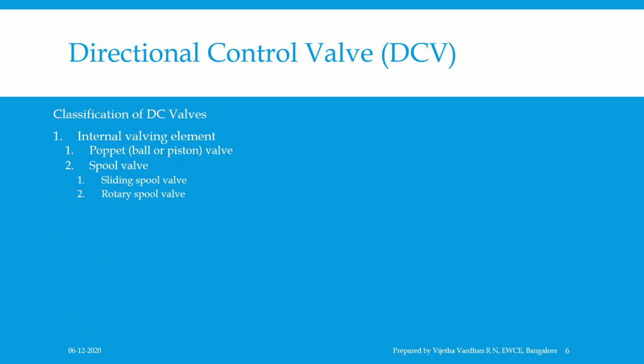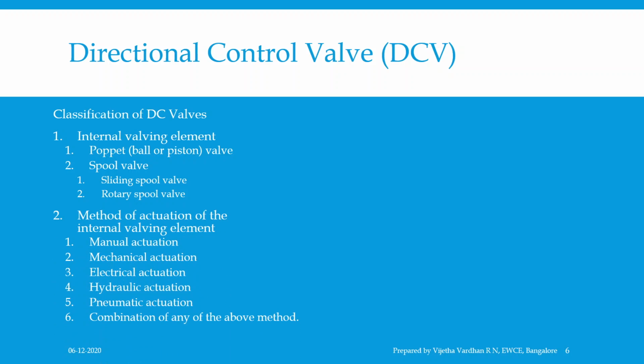Out of which one is the internal valving element. Either it could be a poppet or a spool valve. Again, a spool valve will be further classified as sliding as well as rotary.